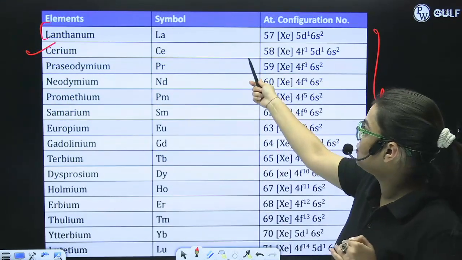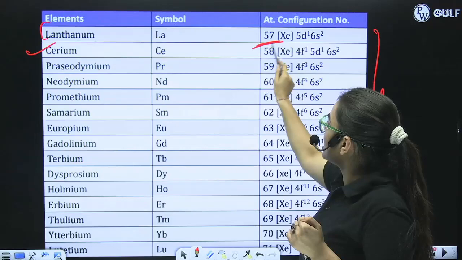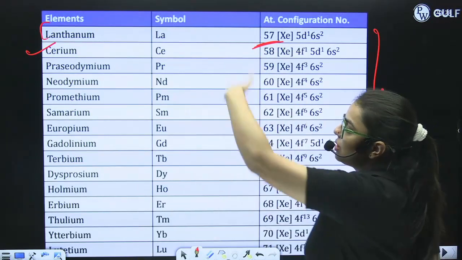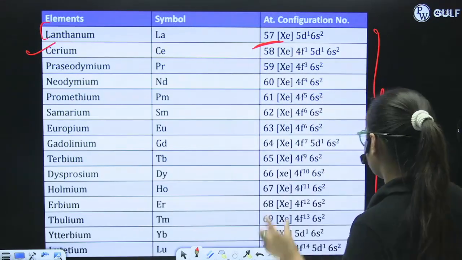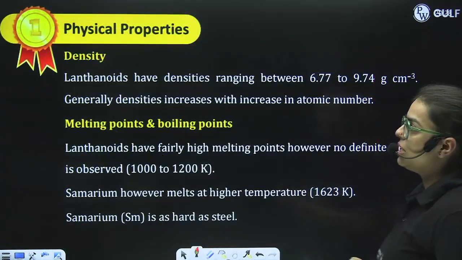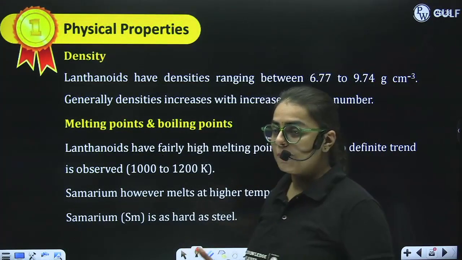It is 57, it is 58, right? So from 58 it starts, 57 is in D block. It is named after the name lanthanum, right? So these are the electronic configuration, you can practice it out. Now starting with the physical properties and the chemical ones.